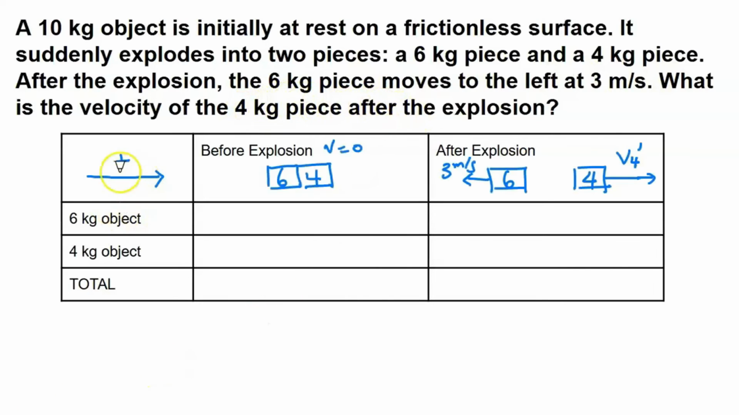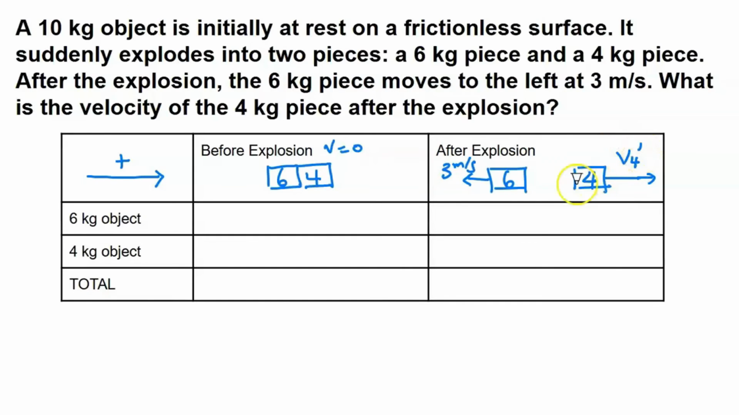So the first thing I'm going to do is indicate my positive direction, and then sketch a drawing for before the explosion. Before the explosion, this object has 0 velocity, so the two pieces are together, and then the two pieces break apart. They explode away from each other, and the 6 kilogram piece moves to the left with a velocity of 3 meters per second. The 4 kilogram piece moves to the right with a velocity of v. I'm going to call it v4 because the object has 4 kilograms. You can call it whatever you like, but that helps me remember this refers to object 4.